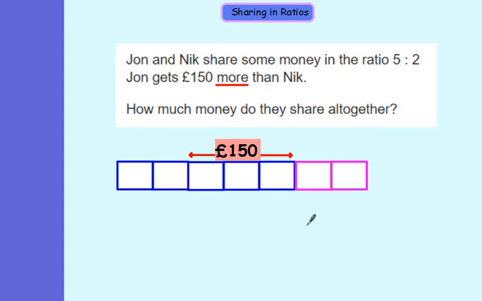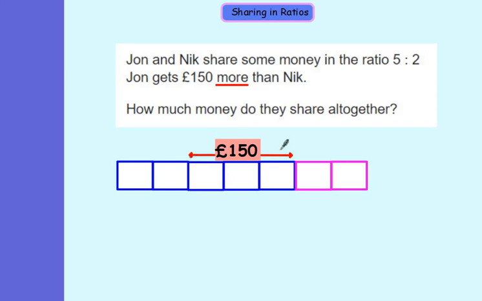So Year 8, using that knowledge, John and Nick share some money in the ratio 5 to 2. I've made John blue and Nick pink. John gets £150 more than Nick. How much money do they share altogether? I've drawn you a quick bar model. This is a grade 7 question where John has got £150 more than Nick. So his extra 3 squares that he's got more than Nick is worth £150. Pause the video and in your light blue books, can you work out how much money they share altogether?